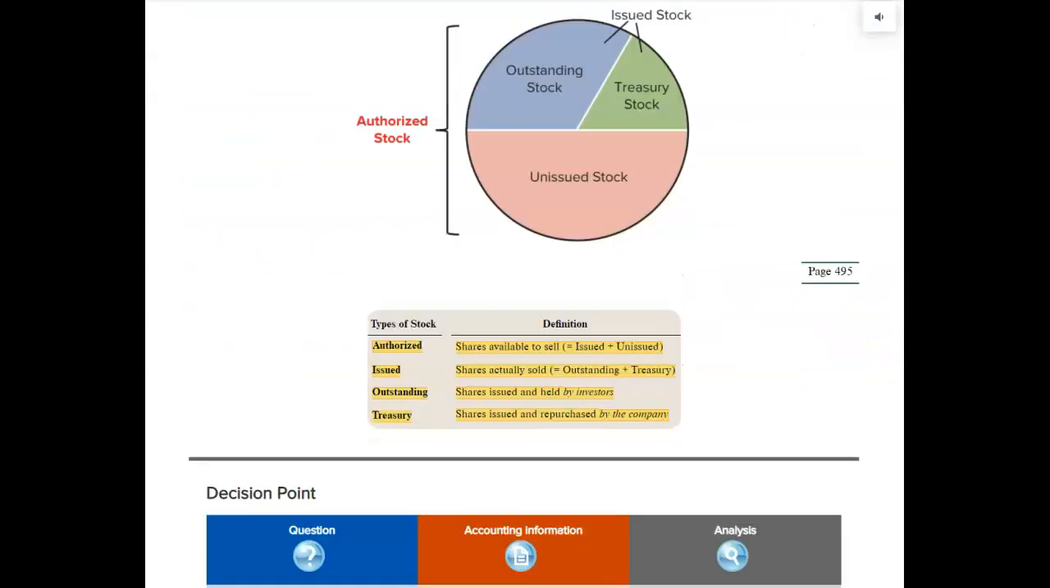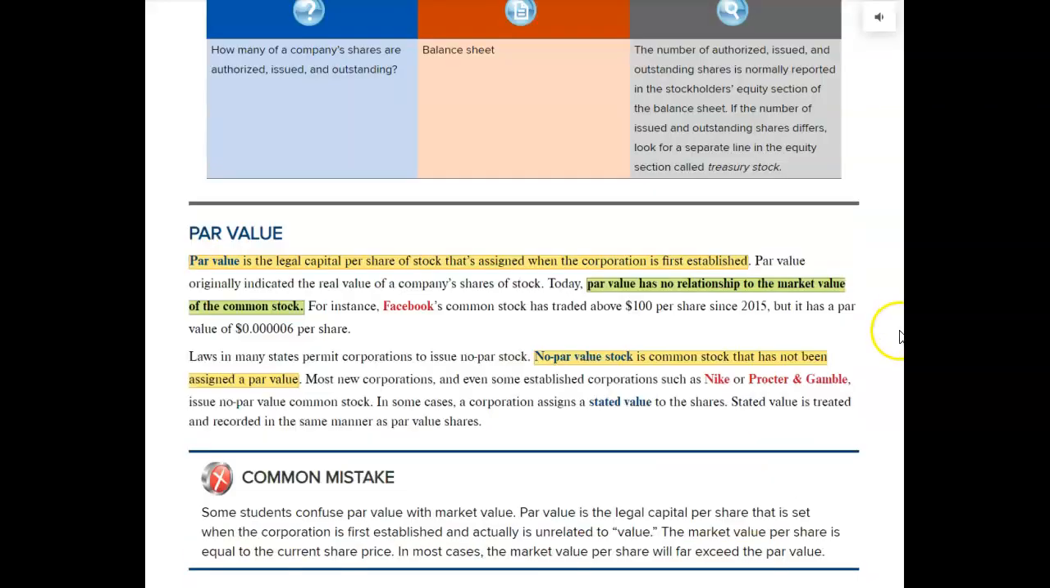Here's a little graph showing the same thing. Definitions. Now par value. Par value is the legal capital per share that's assigned when the corporation is first established. The second sentence right here, I do not agree with this. It says par value originally indicated the real value of the company's shares of stock. I don't think that's true. Okay, that's enough said of that.